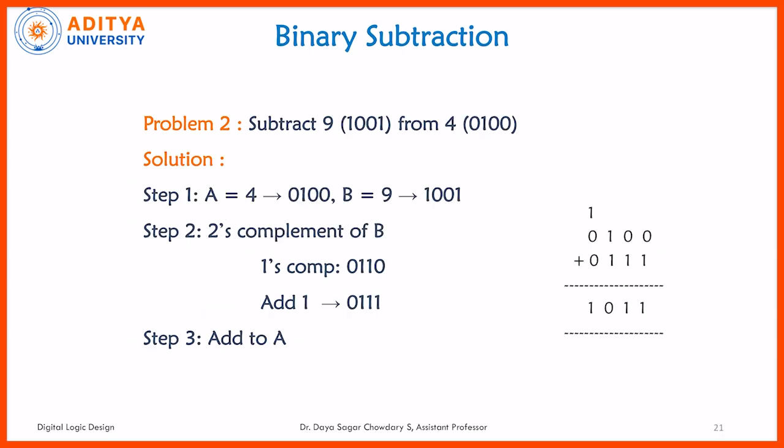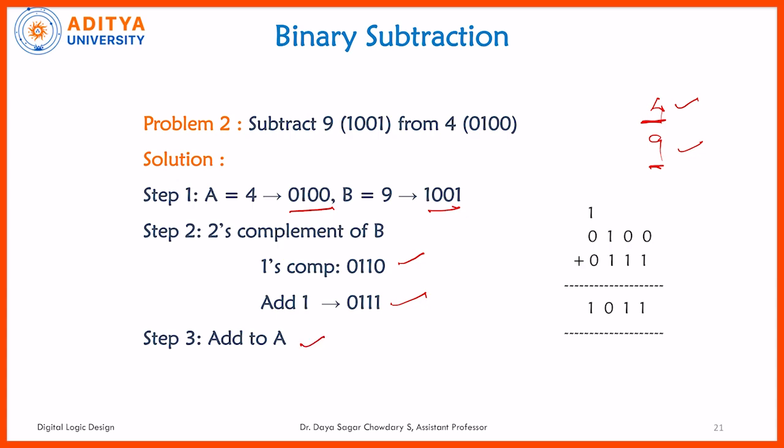Now the second problem. If we subtract 9 from 4, here a is 4 and b is 9. So a is the small number and b is the large number. Again we have to calculate with the help of 2's complement. That means we first calculate the 1's complement and add 1 to it, which gives the 2's complement. Finally, we have to add it to a.